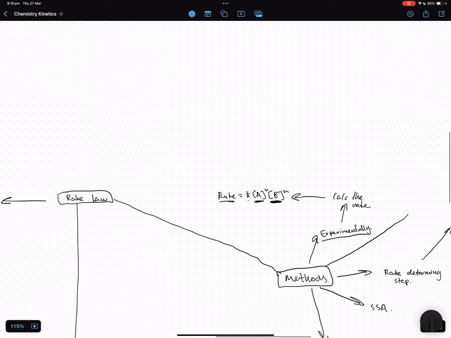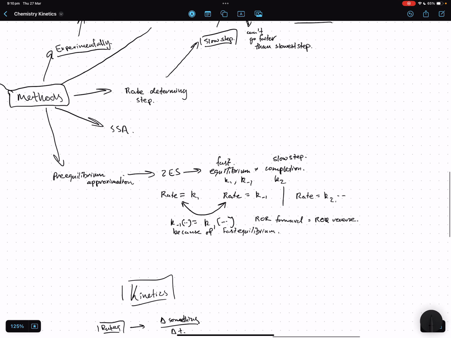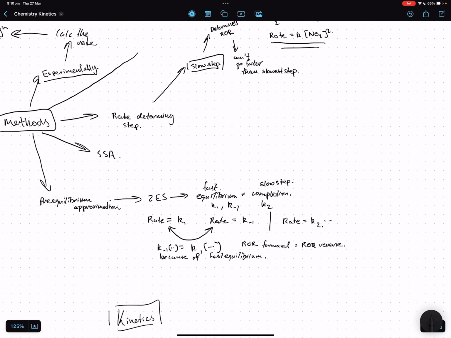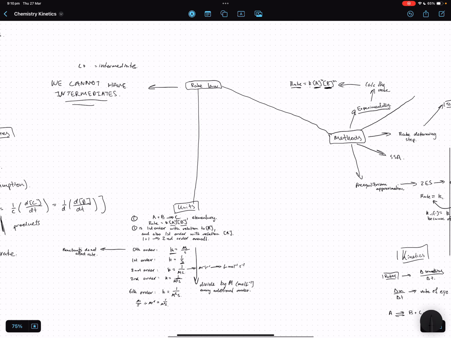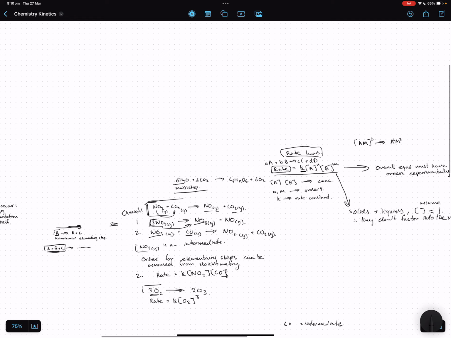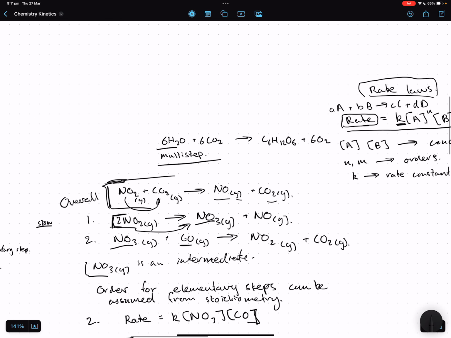But the whole reason we have this pre-equilibrium approximation, this steady state approximation, is because we can't have intermediates in our rate equations. Let's look at, I think, this one. Yeah, look, if we assume this is the slow step, then this is an intermediate, because it's actually, no, it's not an intermediate. No, this one is not an intermediate.